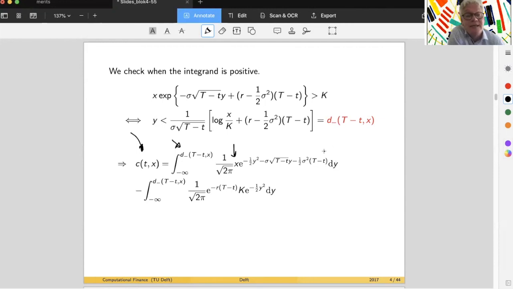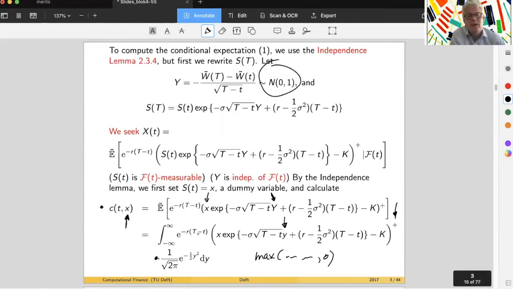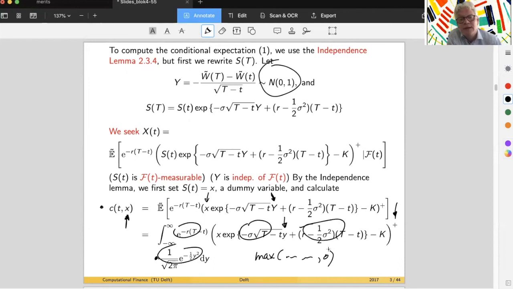And then minus k. Again, let's look at it again. We have now copied essentially this part, this part, this part, and also this part. And now we have that k part times this density function.